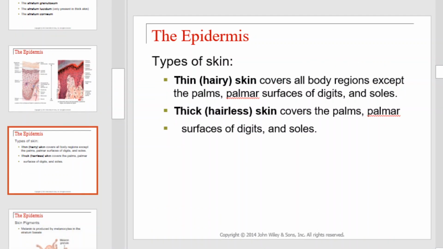Types of skin. Thin skin, sometimes referred to as hairy skin, covers all the body regions except the palms or palmar surfaces of the digits and soles. Thick or hairless skin covers the palms, palmar surfaces of your digits, and soles.